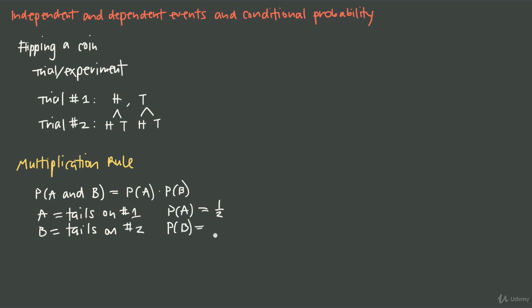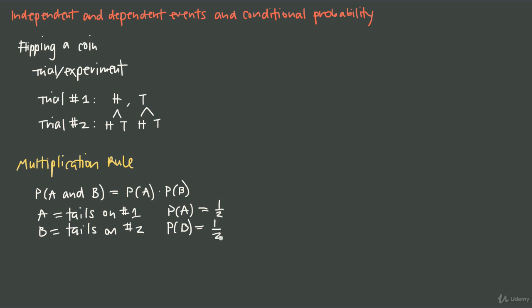Well, remember, these are independent events. We use the multiplication rule with independent events. So I don't have to think about the first flip at all. Trial number two basically is I'm just flipping a coin. We can forget that trial number one ever even happened. So I'm just flipping a coin. What's the probability that I get tails?